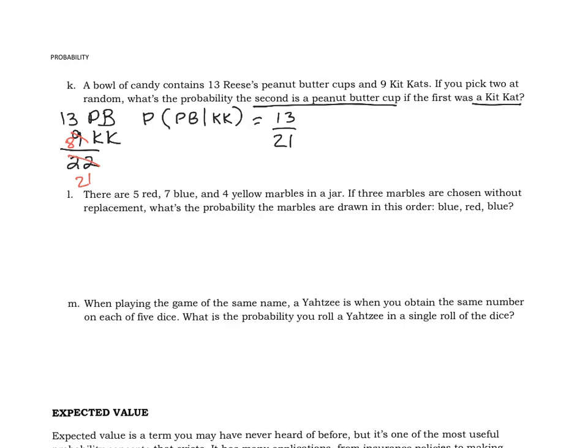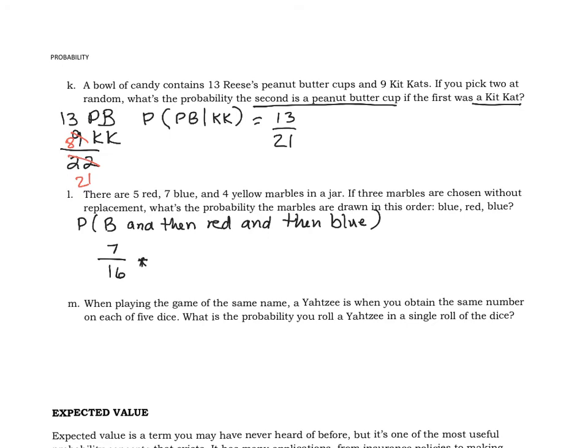L, there are 5 red, 7 blue, and 4 yellow marbles in a jar. If 3 marbles are chosen without replacement, what's the probability that the marbles are drawn in this order? So we have a specific blue, and then red, and then another blue. So remember, and means multiply. So we have a total of, it looks like 16 marbles. So the probability of choosing that first blue is 7 out of 16.